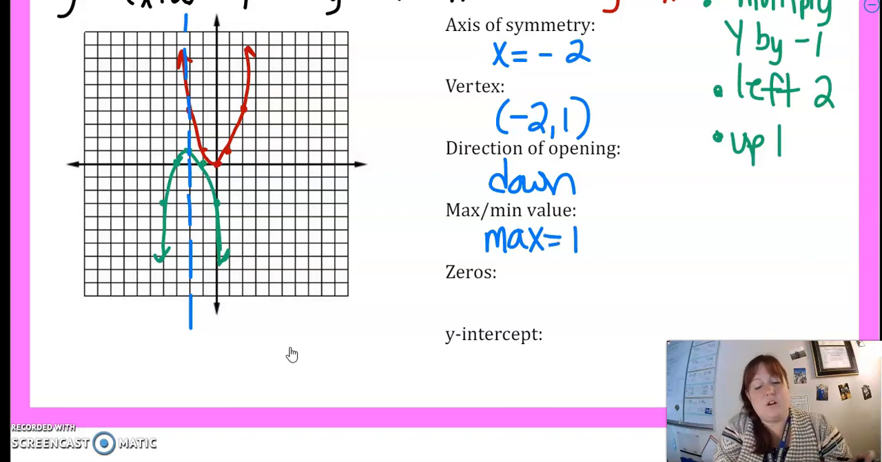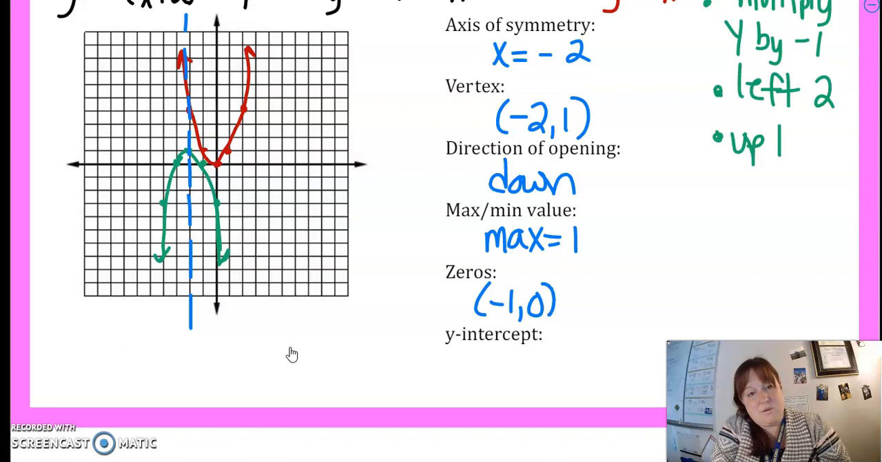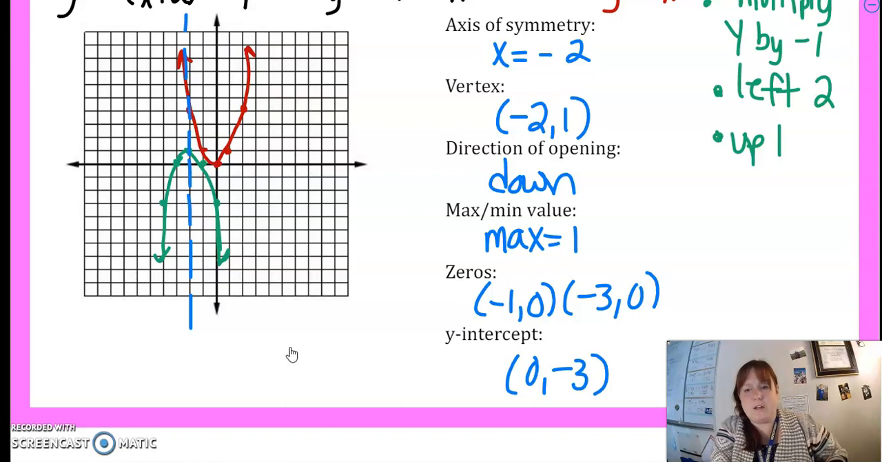And then we're going to look for our zeros. This one's very convenient because our zeros happen to be right there on the graph. So I'll show you from the graph, and then I'll show you algebraically how to find them. Our zeros are at (-1, 0) and (-3, 0). And then our y-intercept is also right there on the graph. It's (0, -3).